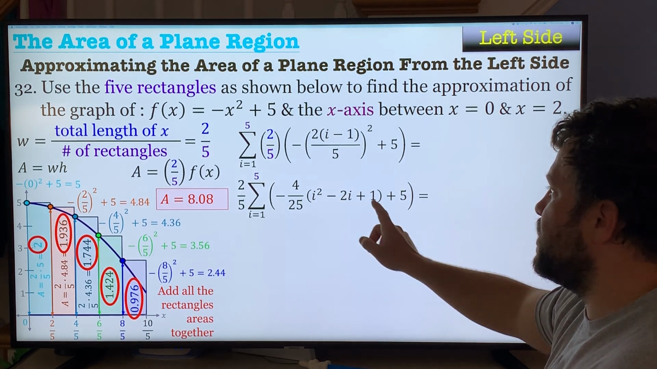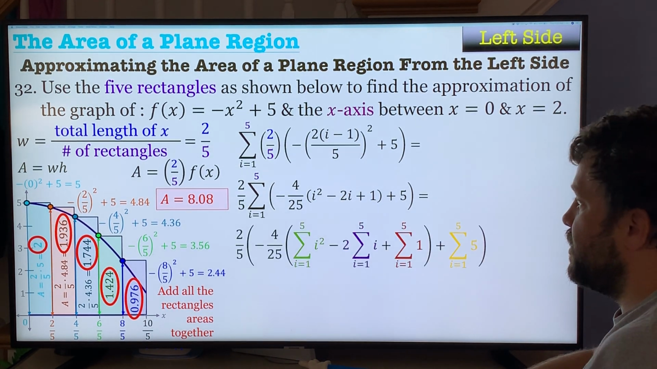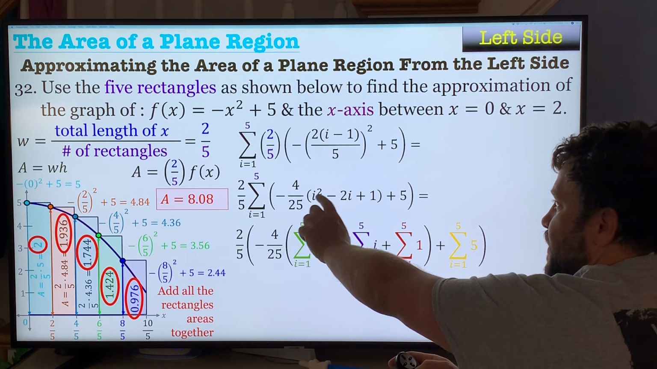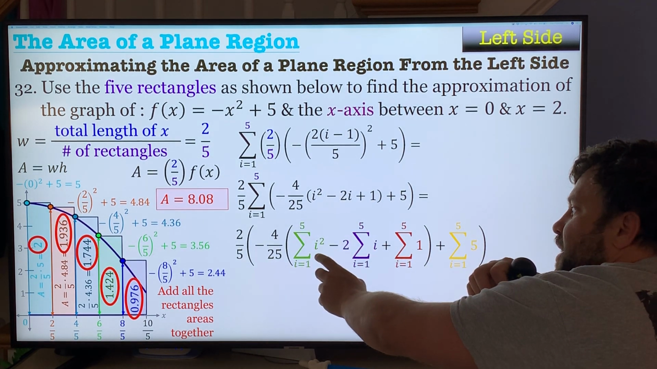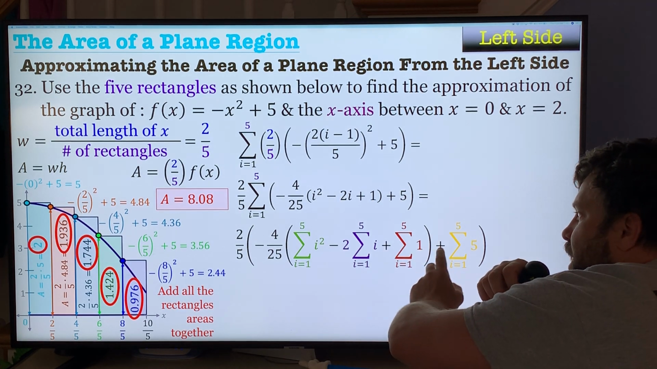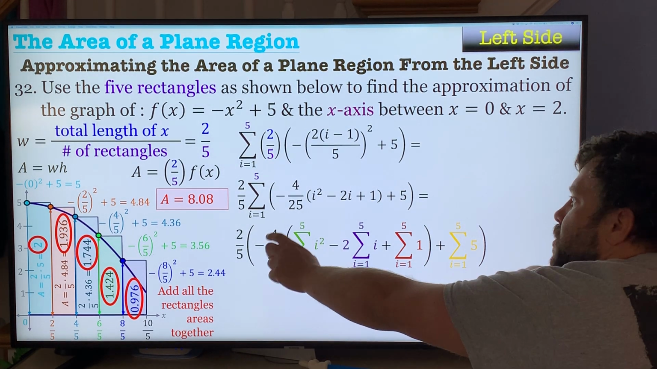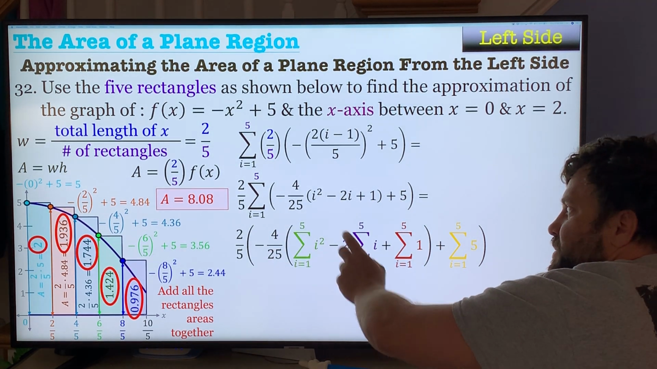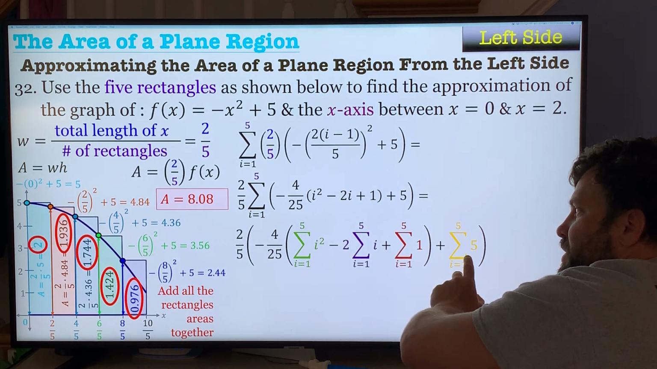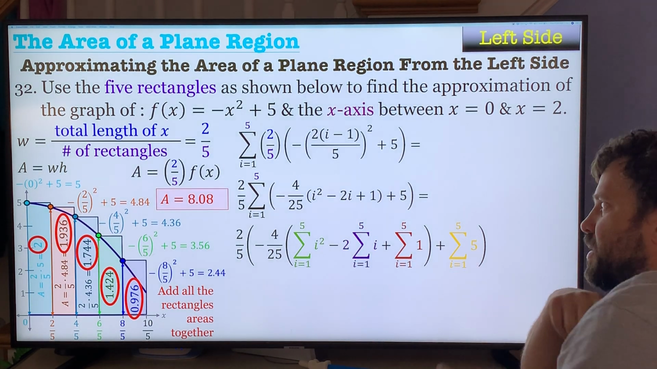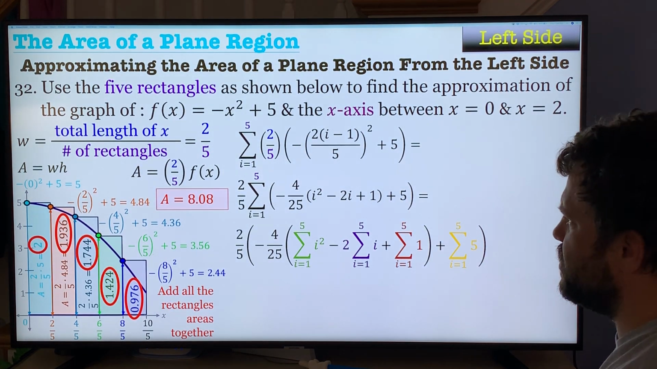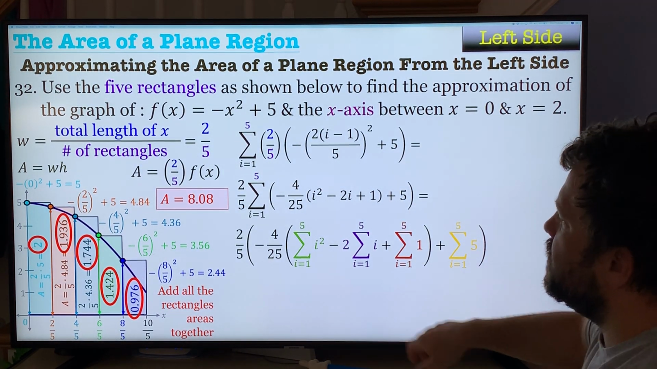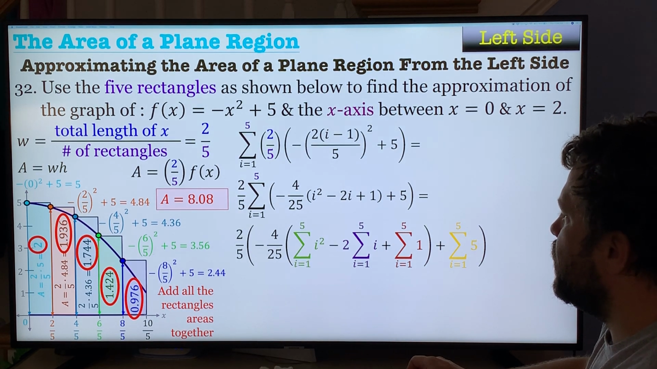You actually have to distribute it into each problem. So you get 4 over 25 times this, times this, times this. Or you can just do negative 4 over 25 times all these summations. And then plus 5. So you're only going to multiply 4 over 25 times these 3 guys. And then you're going to summate the 5 separately. So you can't add the 1 plus the 5. It's too much work, too difficult. All right? So use all your formulas.